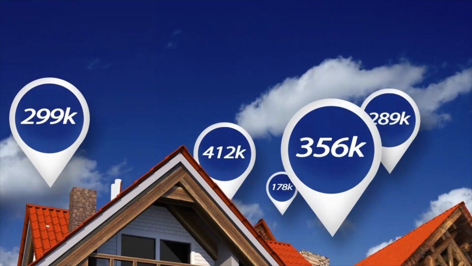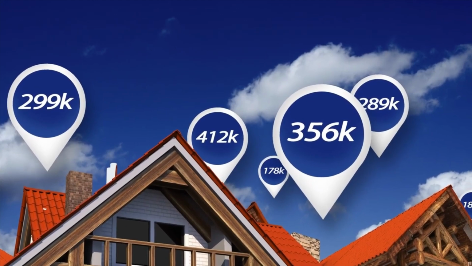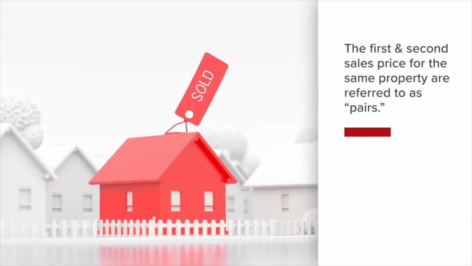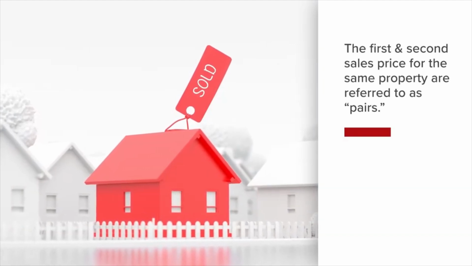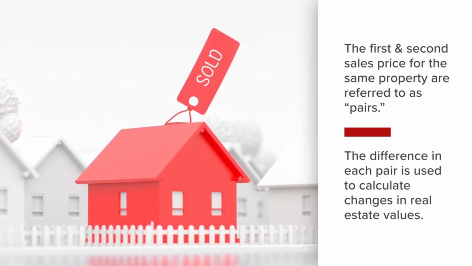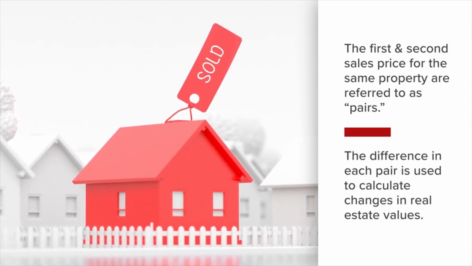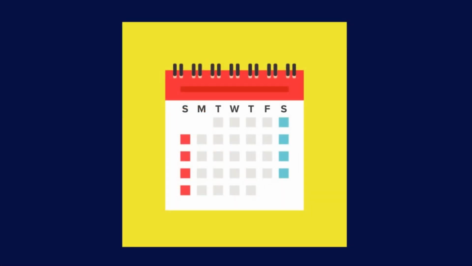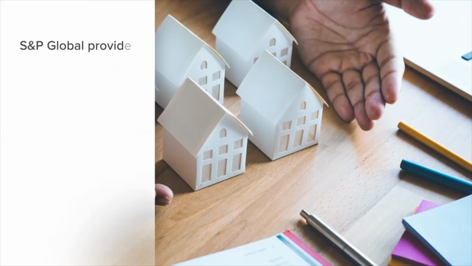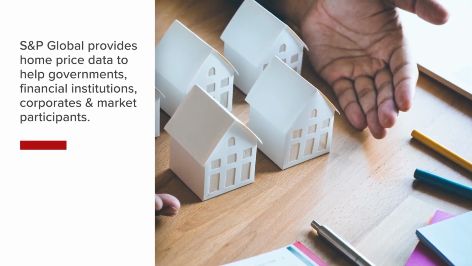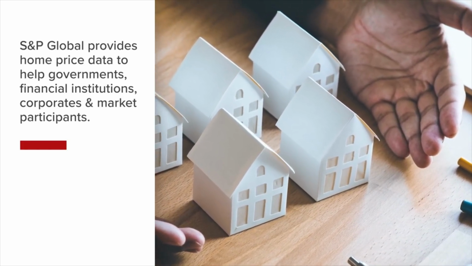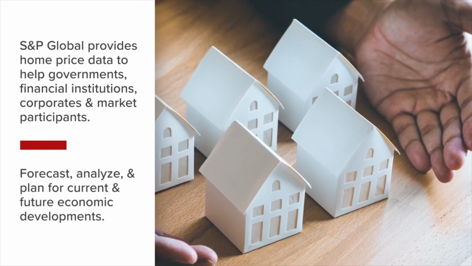S&P Global observes single-family homes that have been sold repeatedly with arm's-length transactions. The first sales price and the second sales price for the same property are referred to as pairs. The difference with each pair is used to calculate changes in real estate values within the respective areas. S&P Global releases the data on the last Tuesday of each month at 9 a.m. Eastern Time. S&P Global provides home price data to help governments, financial institutions, corporates and market participants forecast, analyze and plan for current and future economic developments.